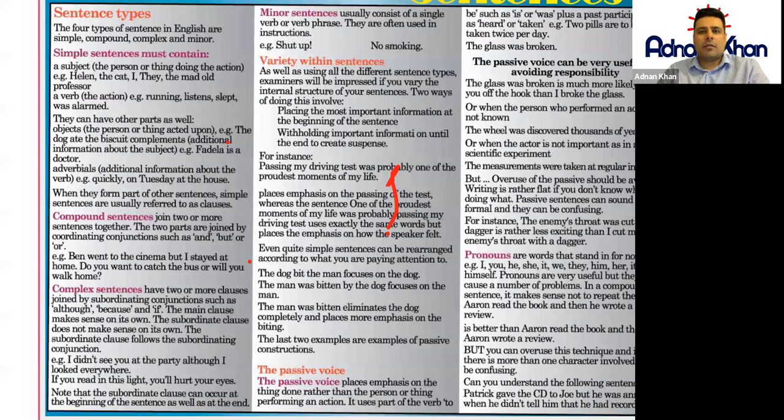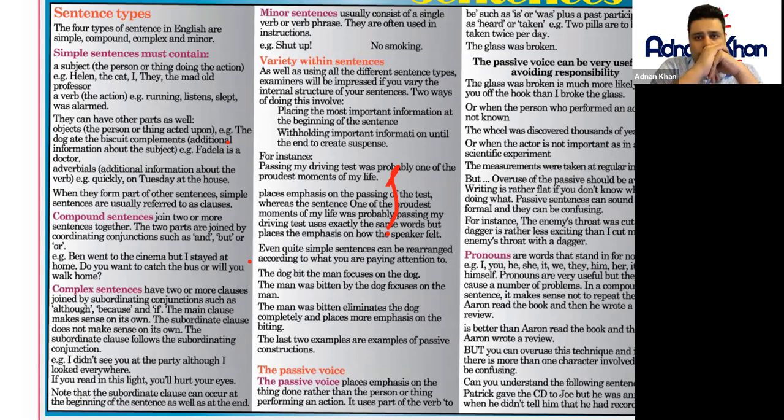The four types of sentences in English are simple, compound, complex, and minor. Simple sentences must contain a subject, the person or thing doing the action, e.g. Helen, the cat, they, I, the mad old professor, a verb, e.g. running, listened, slept, was alarmed. They can have other parts as well, objects, the person or thing acted upon. The dog ate the biscuit, complements additional information about the subject.